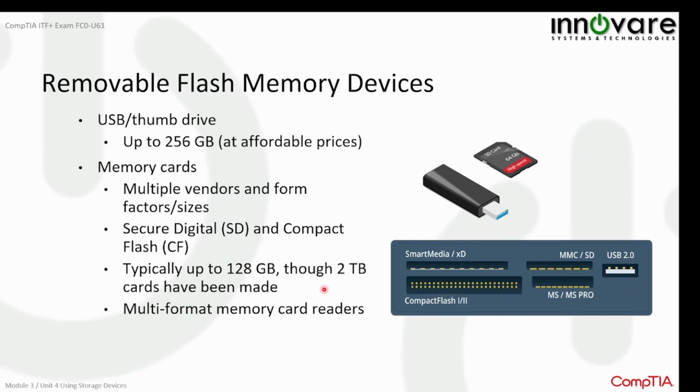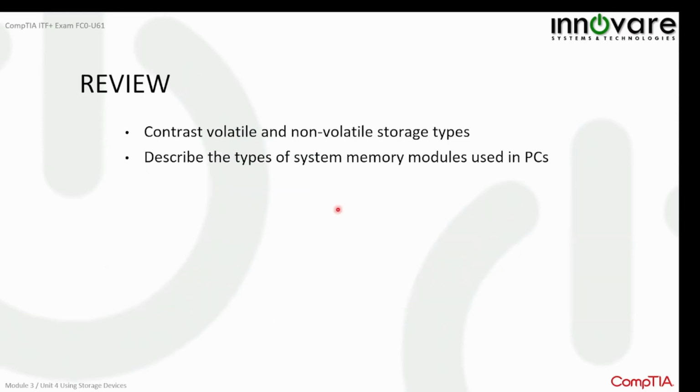So in this unit, we have learned the difference between volatile and non-volatile storage. Those are storage devices. We described that, and then we also covered different types of system memory that are used in PCs, and then we described the different types of hard disk drives, from the typical one to solid state, to optical drives and flash memory. So I hope this has been informative to you. See you in the next unit.